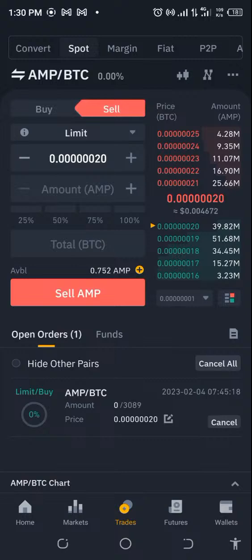Okay, so I'm back again. So as you can see here, we have not yet sold our BTC to AMP. I mean, what I mean is that we've not been able to buy AMP with our BTC. All right, and this is almost 6 hours.